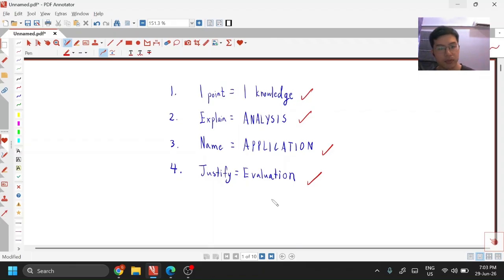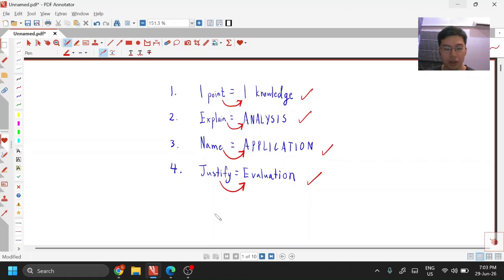So take a look at these 4 rules. For each point that you write, you will score 1 knowledge point. And if you see the word explain in a question, that means there will be marks for analysis. And if the question has a name, like a name of a company or a name of a person, then there will definitely be marks for application. I coined a saying. The saying goes, name in the question has application. Okay. And last but not least, if they mention the word justify, there will be marks for evaluation.